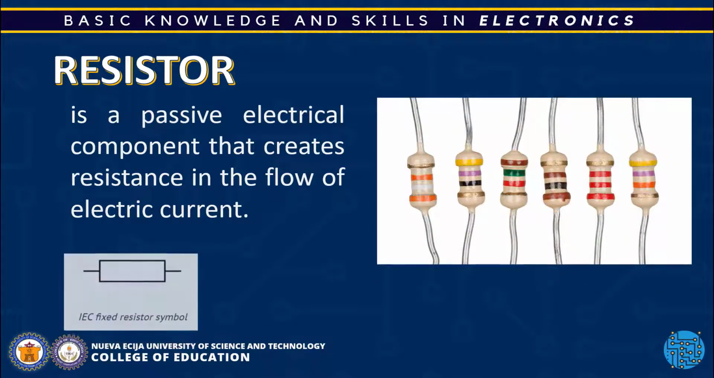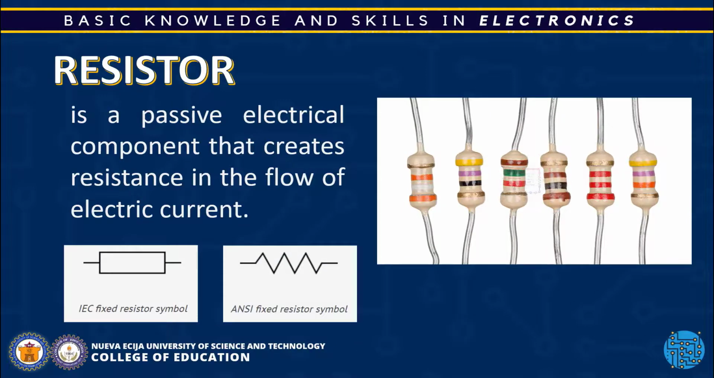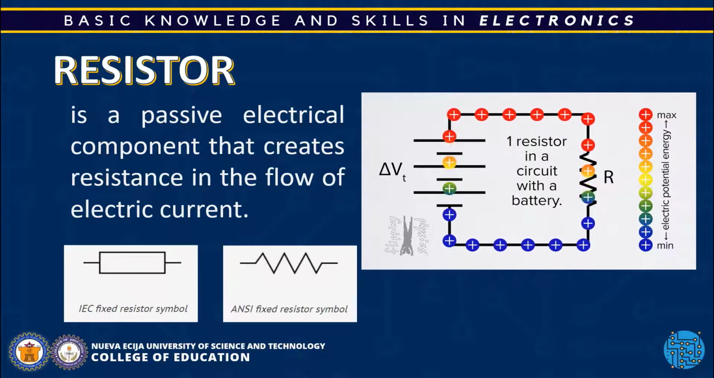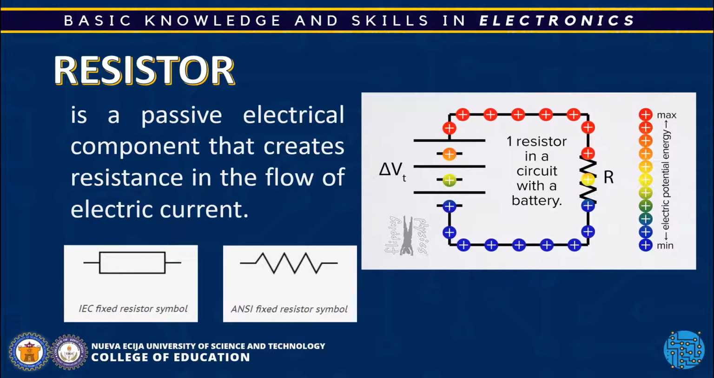Another important electronic component is a resistor. Resistor is a passive electrical component that creates resistance in the flow of electric current. In almost all electrical networks and electronic circuits, they can be found. The resistance is measured in ohms. An ohm is the resistance that occurs when the current of 1 ampere passes through a resistor with a 1 volt drop across its terminals.